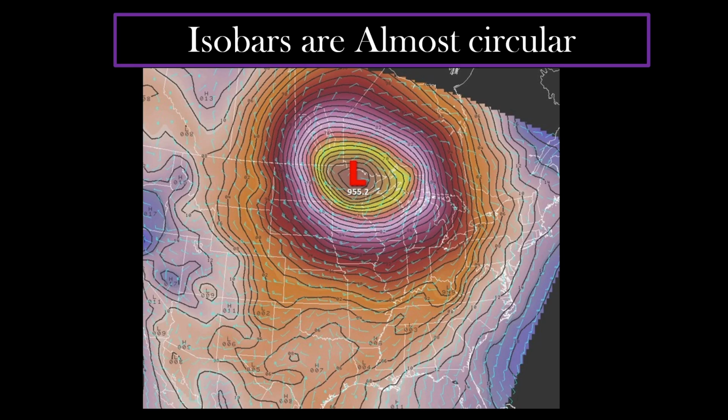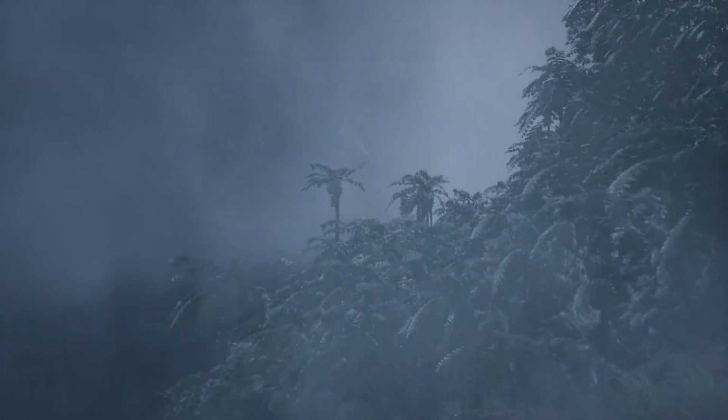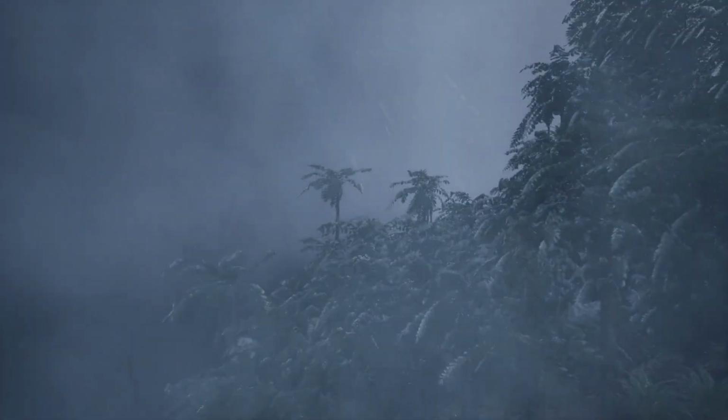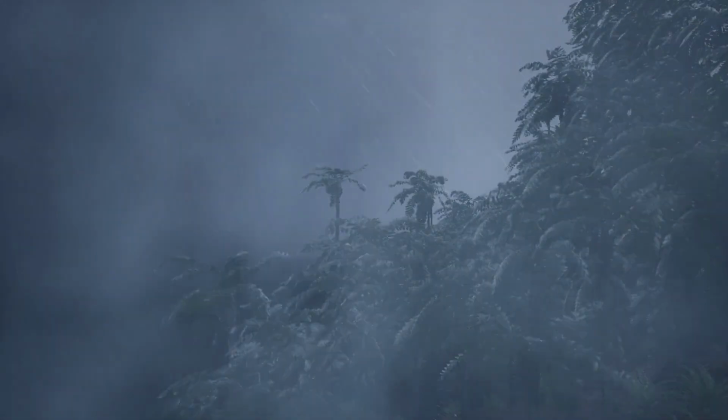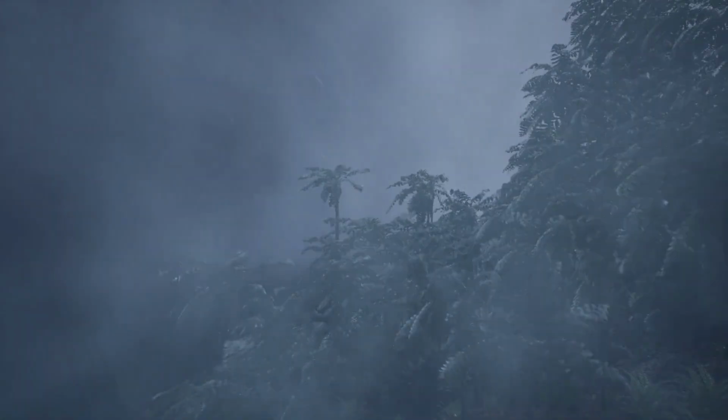The isobars of a tropical cyclone are almost circular. This is because the pressure is more or less the same in all directions. The atmospheric pressure at the center of the tropical cyclone is usually very low, often reaching a level of 960 hectopascals or below. This low pressure is one of the defining characteristics of a tropical cyclone and contributes to its strong wind and intense storm activity.